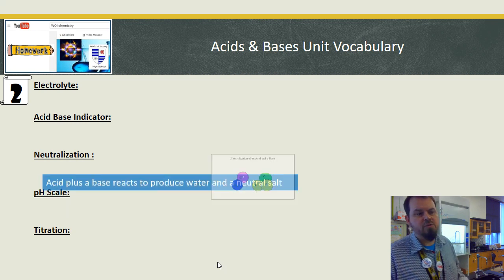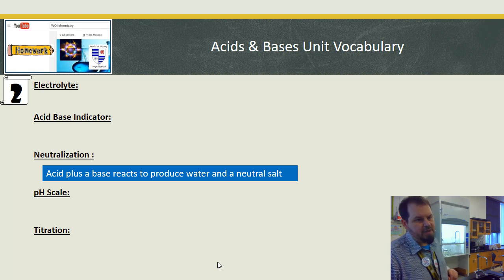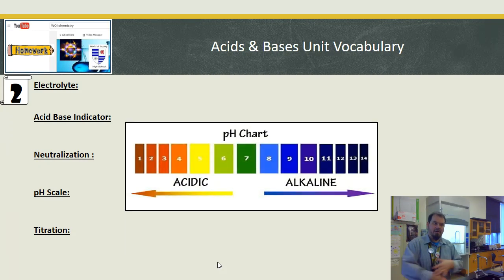I'm going to refer to water a lot in this unit as HOH, just so we can see it come apart and go together easily. You can write H2O, of course, but I'll say HOH a lot, and it means the same thing. Acid plus a base reacts to produce water and a neutral salt. A neutral salt is a chemistry word for any ionic solid. Okay, neutral being it's stable. I crisscrossed right and I got the right numbers.